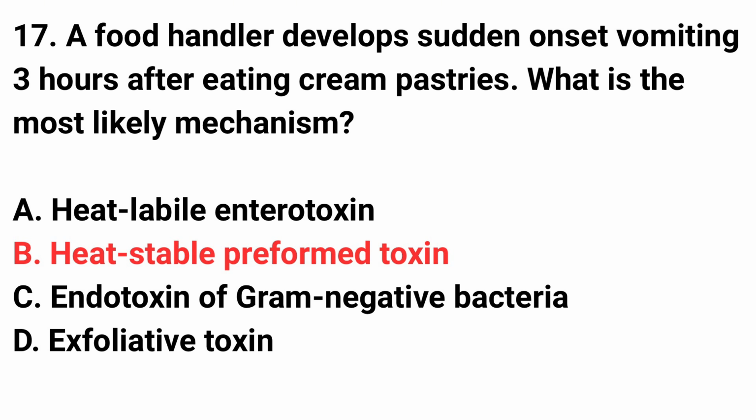Staphylococcus aureus causes rapid onset vomiting, that is within 1 to 6 hours. This is due to the ingestion of a heat stable preformed toxin in contaminated food like cream pastries. Because the toxin is already formed, the symptoms appear very quickly after eating.